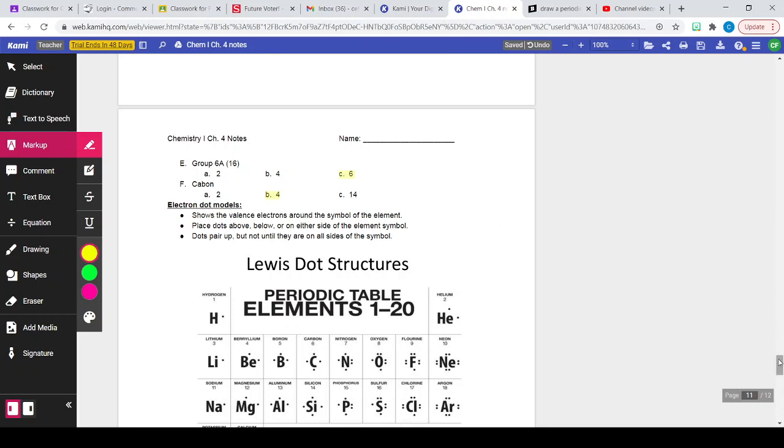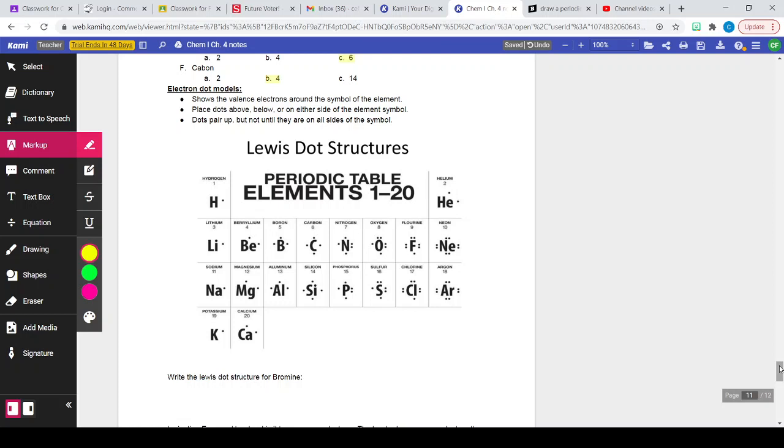Alright, now the electron dot models we have done, so this shouldn't be anything new to us, but it shows the valence electrons around the symbol of the element. You're going to place dots above, below, or on either side of the element. Now, this is not where electrons are found in true nature, but this makes it easier for us. So you'll do top, bottom, side to side for your dots. Dots pair up, but not until they're on all sides of the symbol.